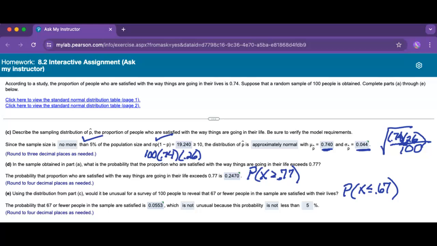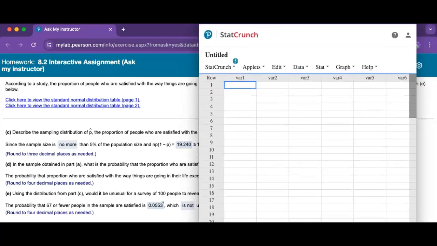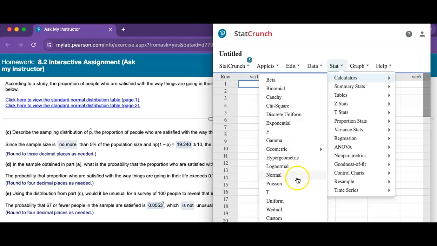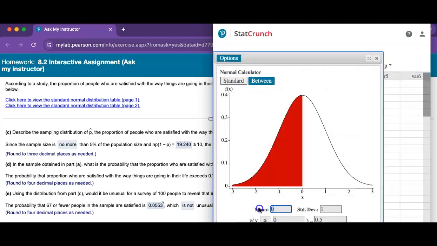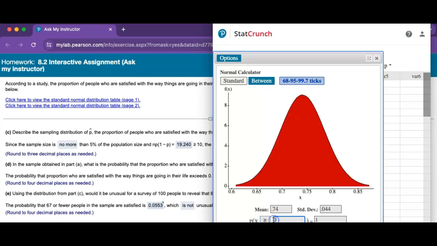So to find those two, we're going to go to StatCrunch. Let me bring that up. Okay. And in StatCrunch, we are going to go to Stat, Calculators, Normal, and type in our mean. Our mean was 0.74, and our standard deviation was 0.044. And the first question asks, what's the probability x is greater than 0.77?